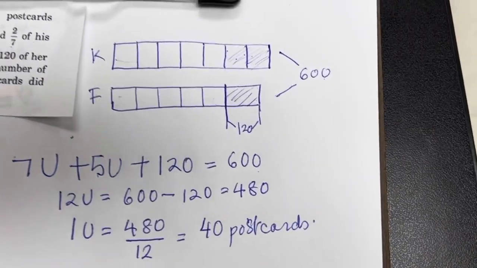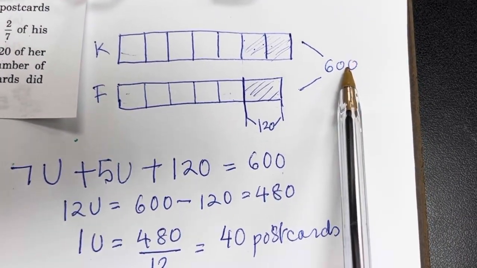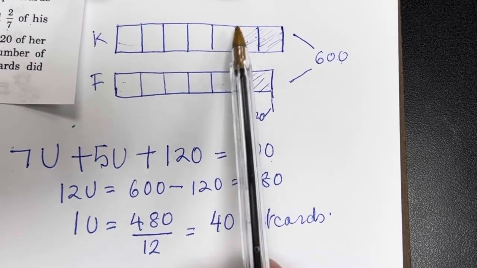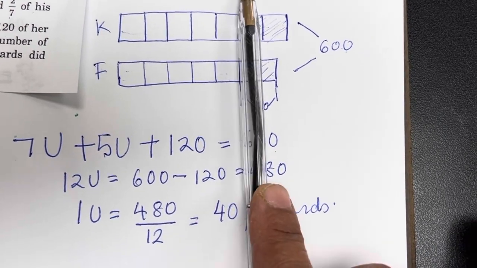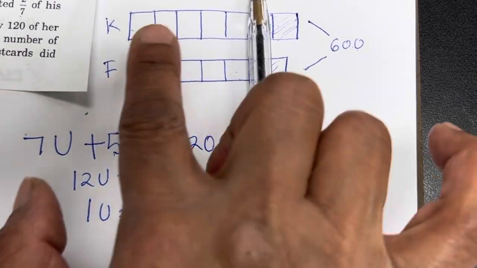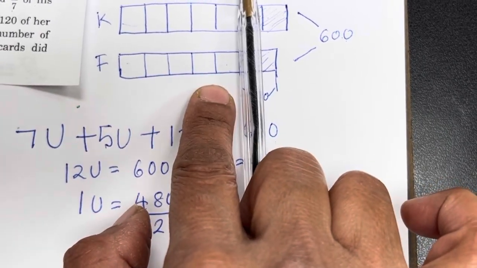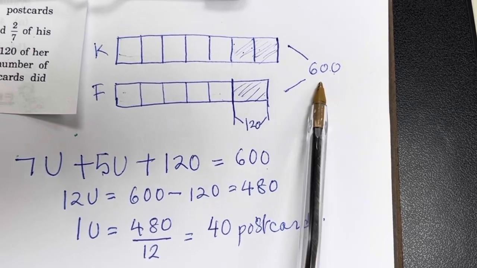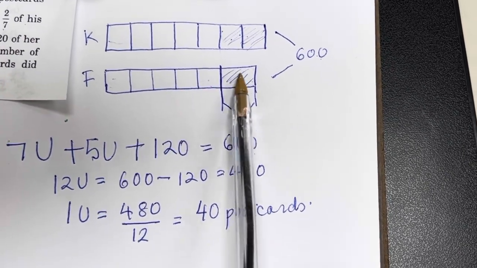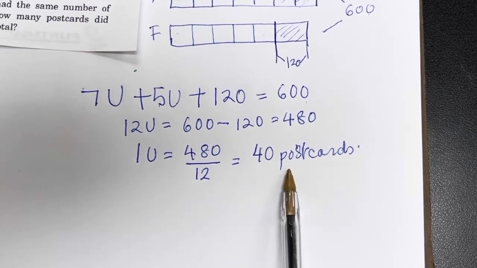I hope you guys could see that. Again, let me talk you through. We know that Kelvin and Fiona combined had 600. We know that after he donated some and she donated some, the rest was equal. So after Kelvin has donated 2/7, he has 5 units left. And whatever Fiona has left, I can split that also equally into 5 units. And then when I write the initial 600, I can say 7 units plus 5 units plus this 120 give me 600. Okay, which means each unit is equal to 40 postcards.